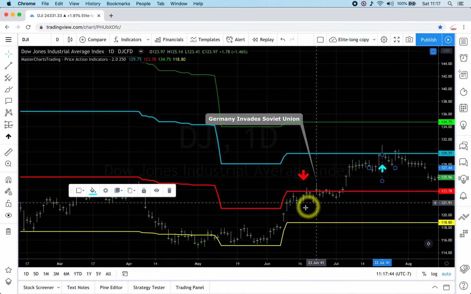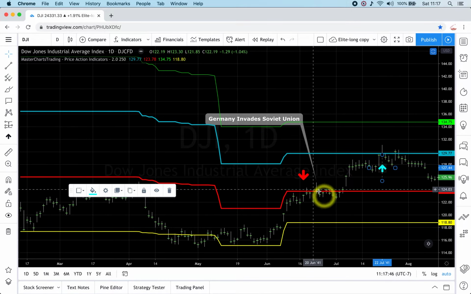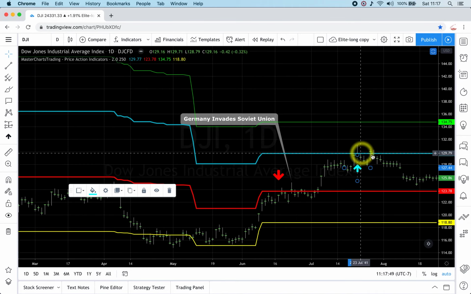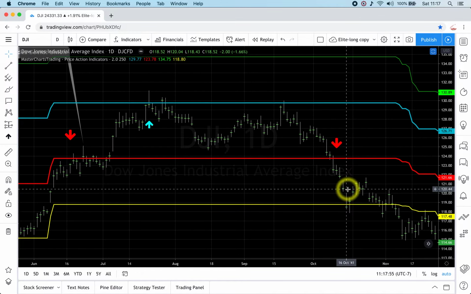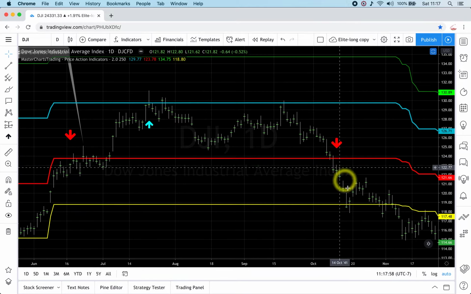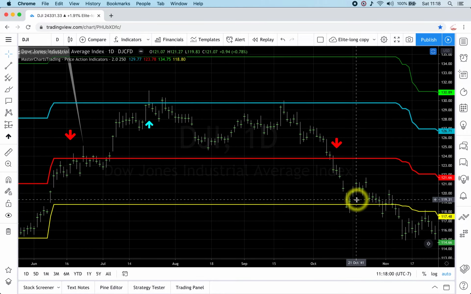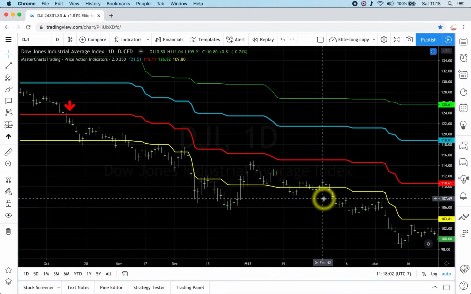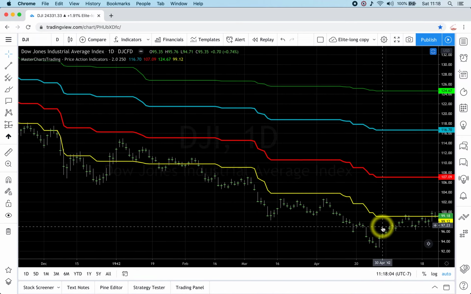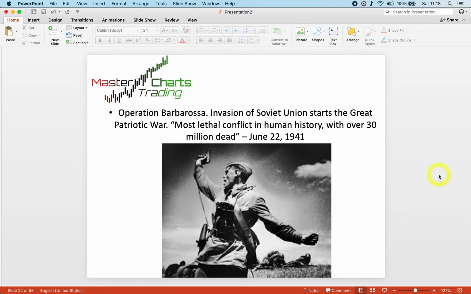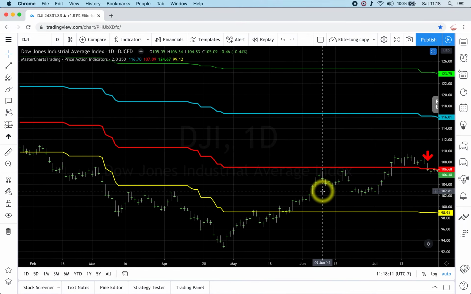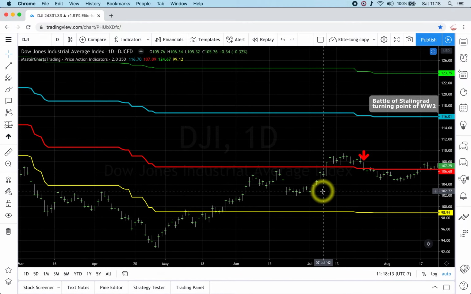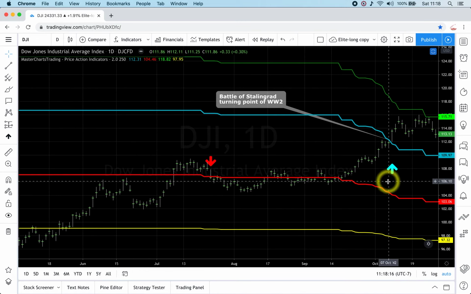Okay, so there's the invasion of the Soviet Union, June 22nd, right there, where I'm hovering. Nothing really happened, and actually, if you were kind of bearish, maybe you shorted here, but then you would have probably got stopped out a few days later. Overall, the stock market reacted negatively, and eventually, closer to the end of 1941, there was a significant downdraft, and it continued into 1942.